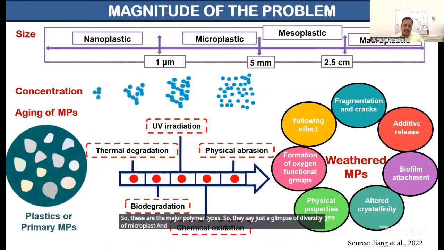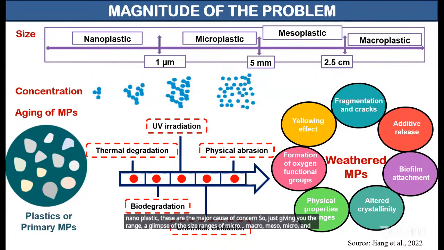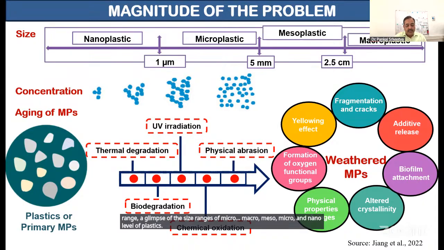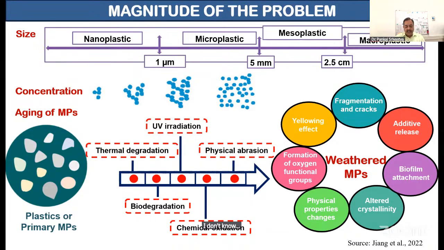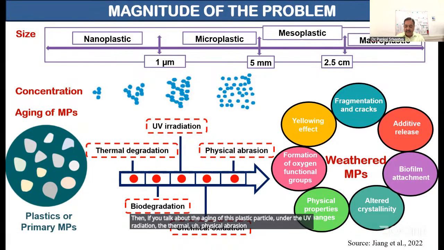Below 1 micrometer, we call those particles nanoplastic, and these are the major cause of concern. So I am just giving you a glimpse of the size ranges of macro, meso, micro, and nano level microplastics. Then if we talk about the aging of plastic particles under UV radiation, thermal, physical abrasion, biodegradation, chemical oxidation, these are weathered microplastics as compared to the virgin polymer particle.